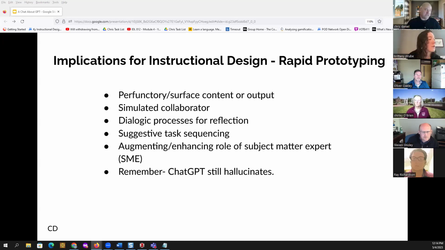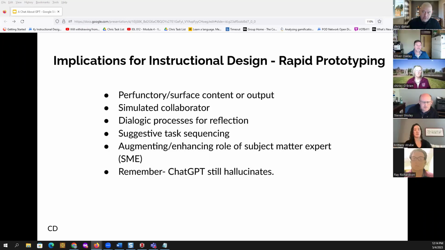So perfunctory content, having a simulated collaborator. We would love to collaborate in groups a lot or in pairs. Sometimes we don't have the opportunity to do that. Having some sort of dialogue process for reflection purposes. As an ID, I like to know if what I'm doing is on target. Sometimes I don't have the ability to talk with my faculty member or my subject matter expert. ChatGPT could help me with that.